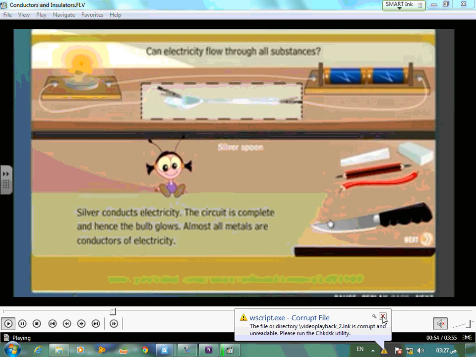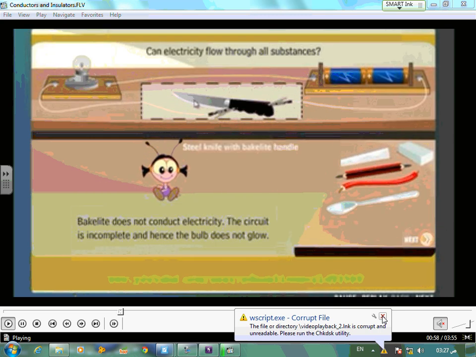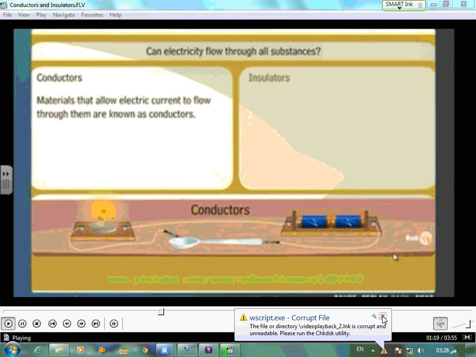The spoon is also made of iron, so the electricity will flow. But the knife can't conduct because the handle is made of plastic. So the insulators are the eraser, pencil, and knife, but the spoon and wire are conductors.